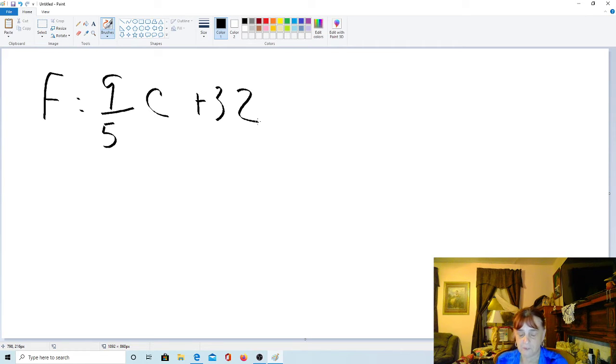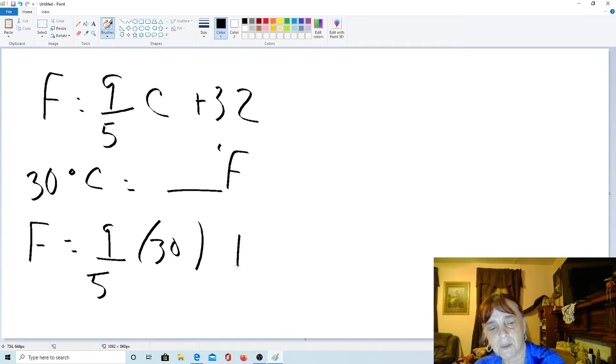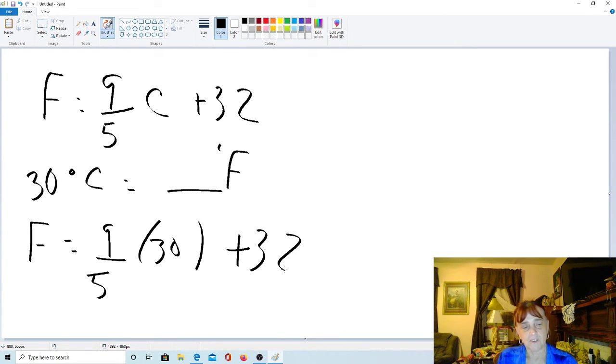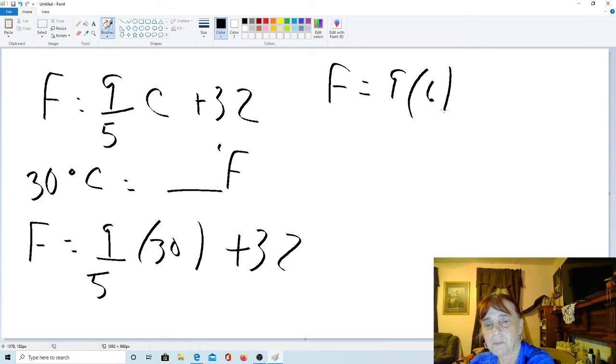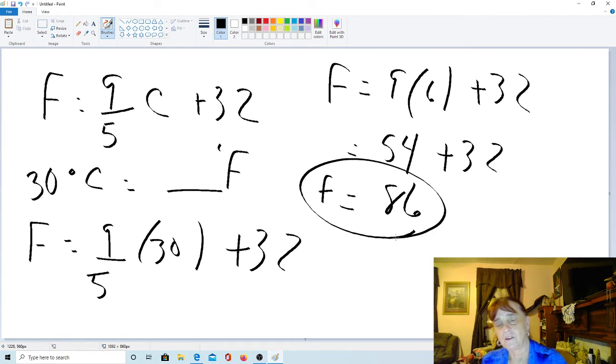So in other words, if it's 30 degrees Celsius, you want to find the degrees Fahrenheit, replace C with 30. F is 9/5 times 30 plus 32. 30 divided by 5 is 6. 9 times 6 is 54, plus 32 is 86. Degrees Fahrenheit is 86 degrees.